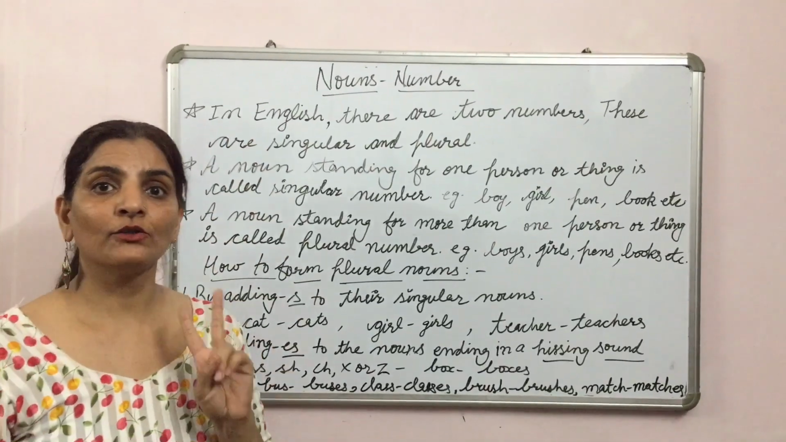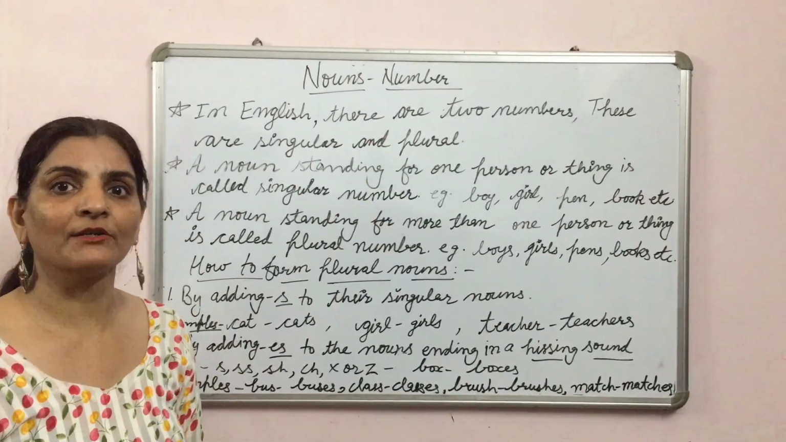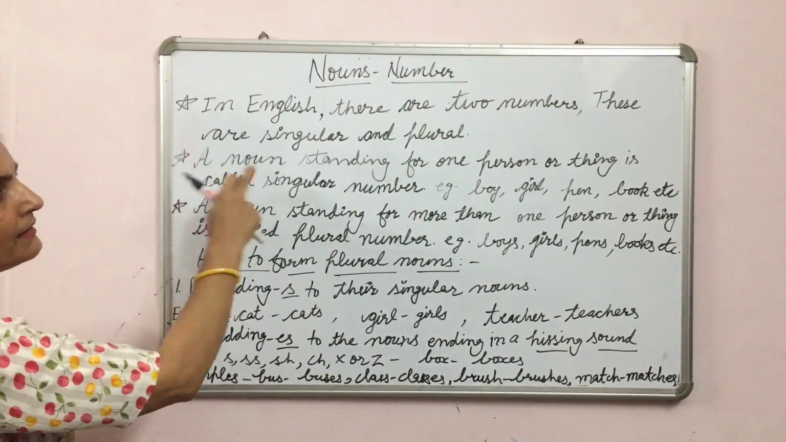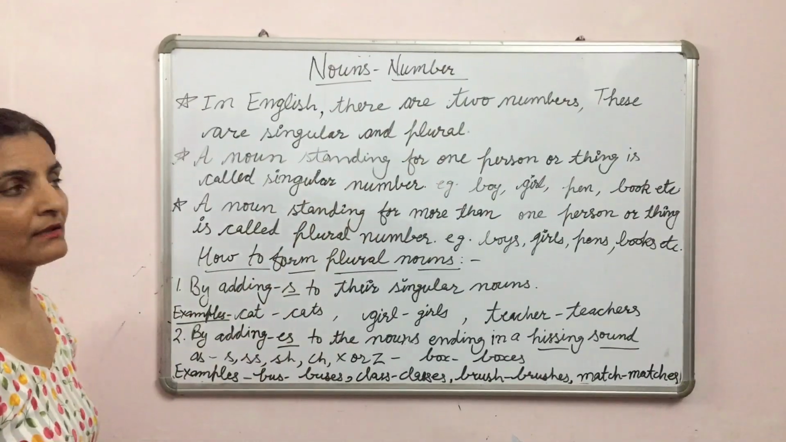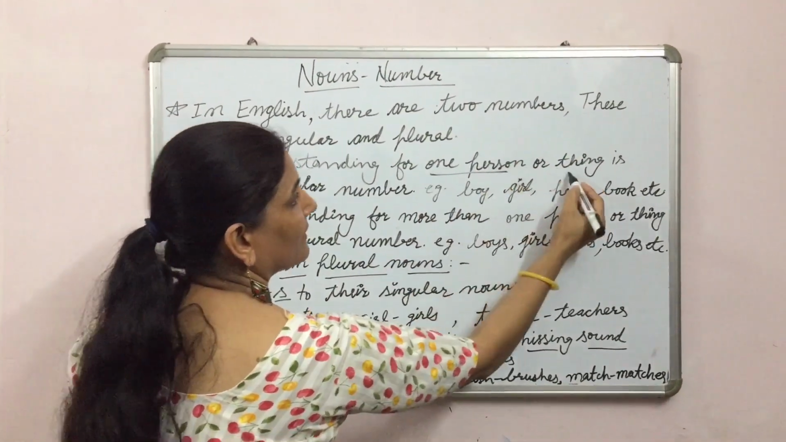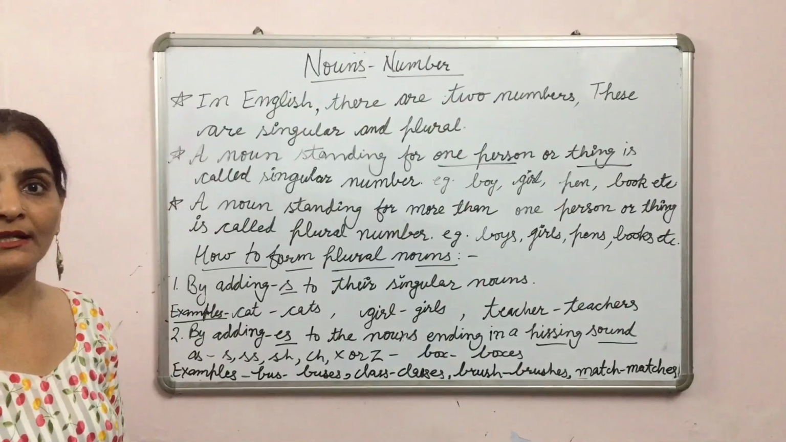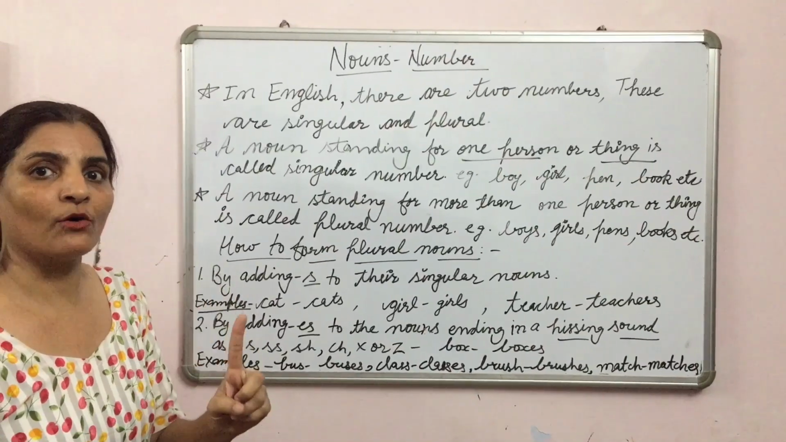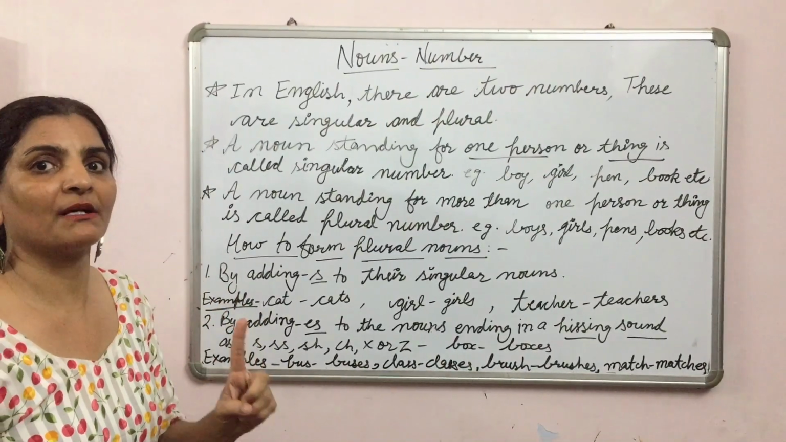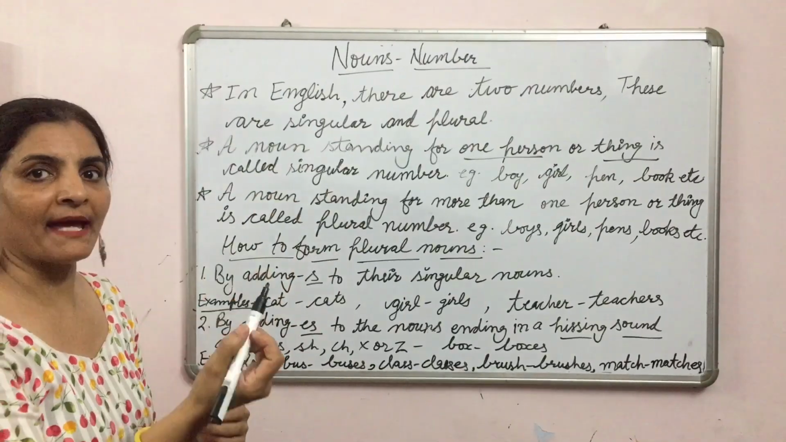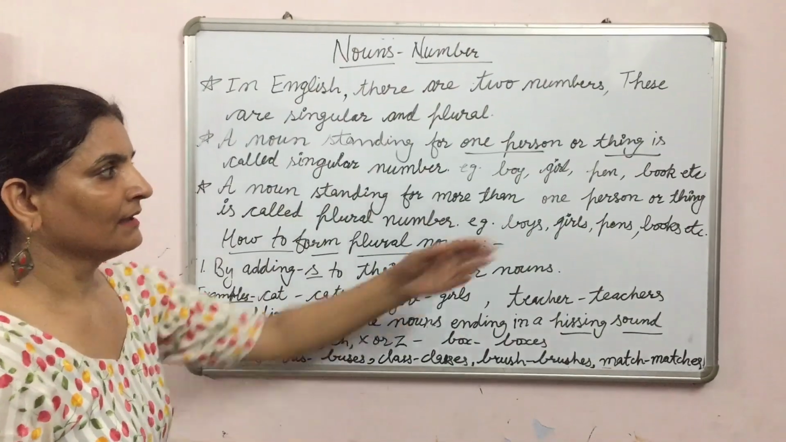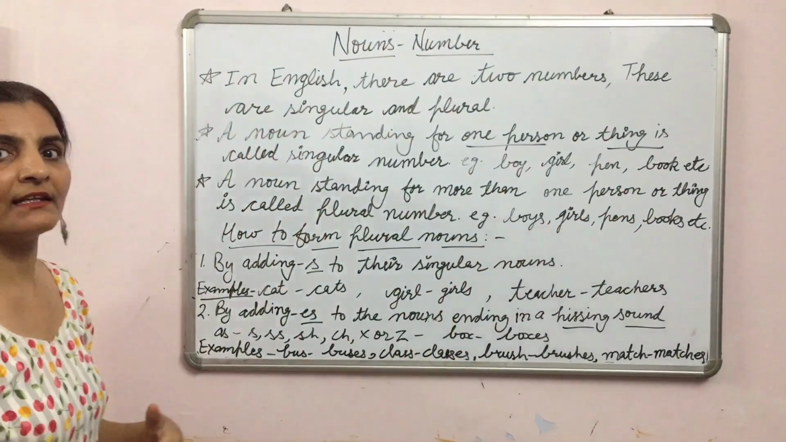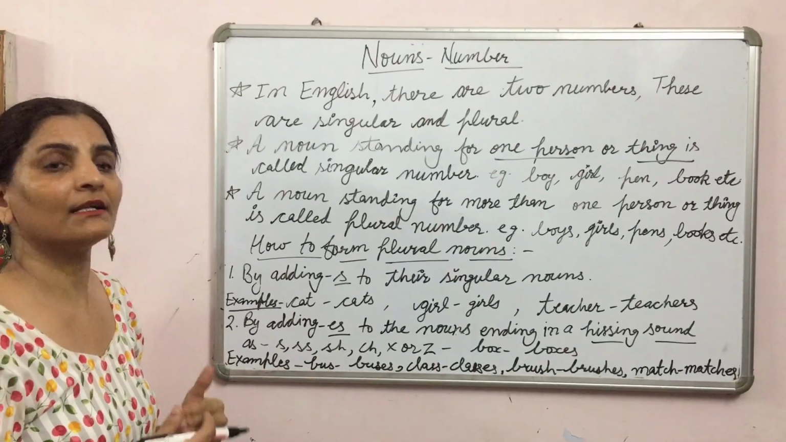In English there are two numbers: singular number and plural number. A noun standing for one person or thing is called singular number, meaning a noun that is single or denotes one is called singular number. For example, board, pen, boy, girl and book, etc. These are the singular nouns or singular number.